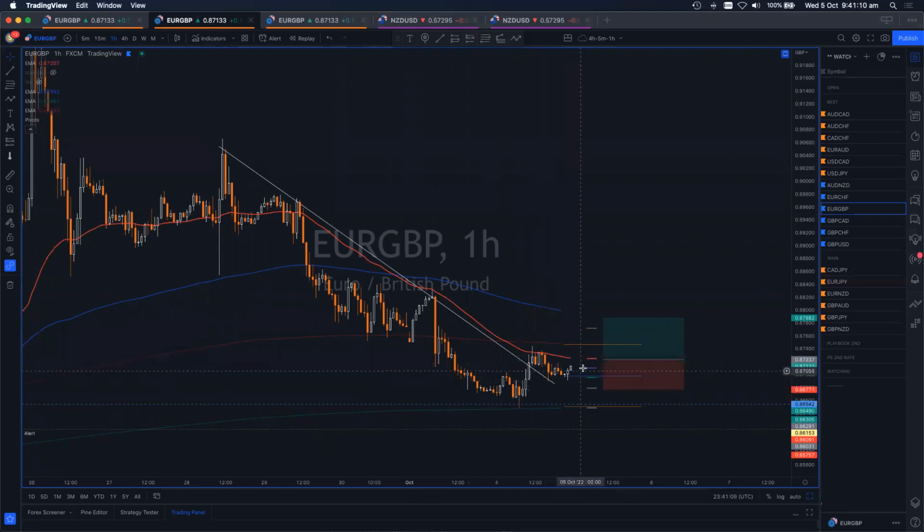So if we do get a break above the hourly 50 and a pullback, just break up here to here somewhere, pullback, give an entry, that's the 4 hour 50. That could be a nice little trade.